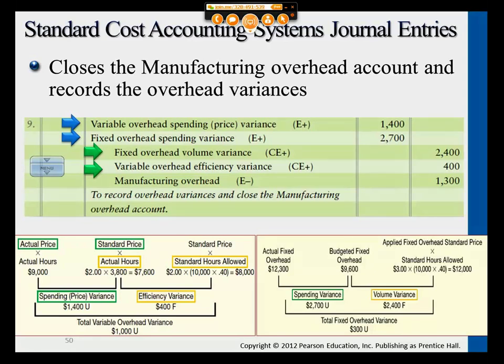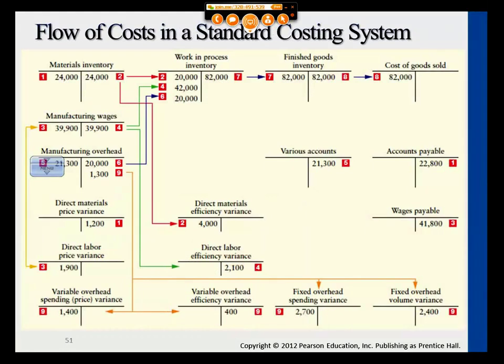All right, so if that was not crazy enough, let's look at the flow of costs in a standard costing system. This is very exciting. So first we're looking at the materials inventory. So look at what are the relevant Smart Touch accounts that we are utilizing after posting all of the entries.